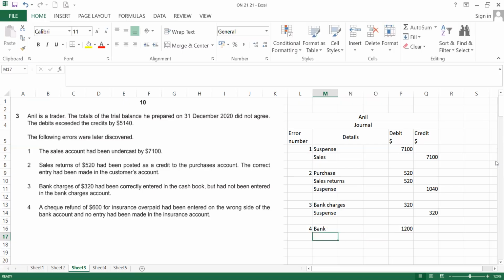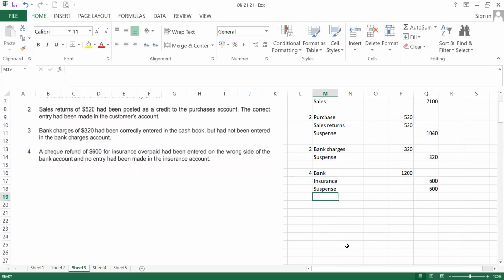The next entry is that no entry has been made in the insurance account. So the insurance account should be on the credit side, but we forgot to put it. So now we put in the refund, credit insurance. So now we still have a balance of 600. So what do we have to do? Not balanced, go to the suspense account. So this is the amount that we get.